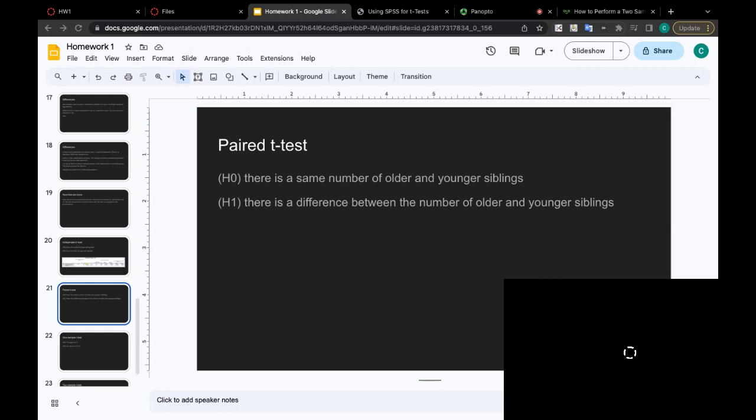The average amount of older siblings and amount of younger siblings is less than one, because these are paired, it's one side, two-sided, and this is significance on each side. That's the paired.